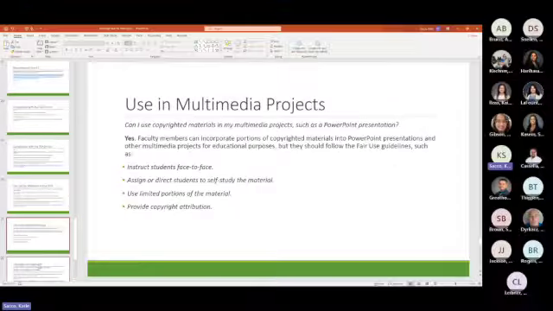All right. In multimedia projects, can you use images and whatever you find on the internet in your PowerPoint presentations? Yes, you actually can. It has to be used for face-to-face or online instruction. Assign or direct students to self-study the material, use limited portions of material, and provide copyright.